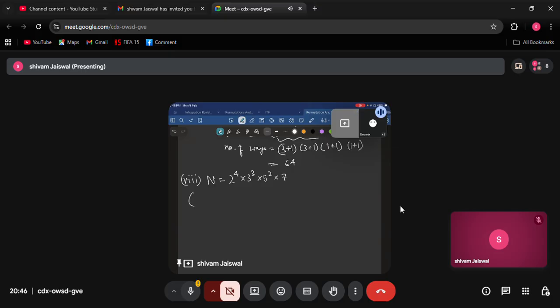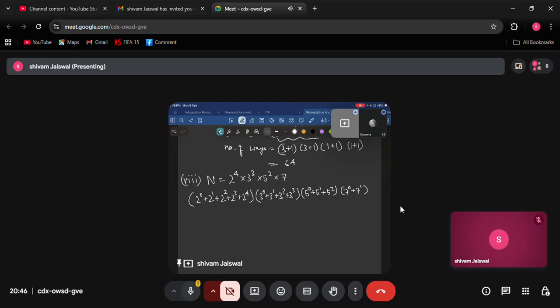It will be 2 to the power 0 plus 2 to the power 1, 2 square, 2 cube, and 2 to the power 4, multiplied by 3 to the power 0 plus 3 to the power 1 plus 3 square plus 3 cube, into 5 to the power 0 plus 5 to the power 1 plus 5 to the power 2. Then 7 to the power 0 plus 7 to the power 1. So this will be the total sum. Right, Shomita, are you getting?